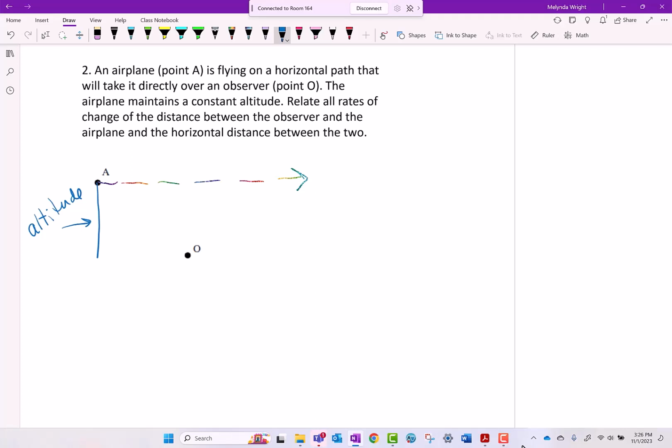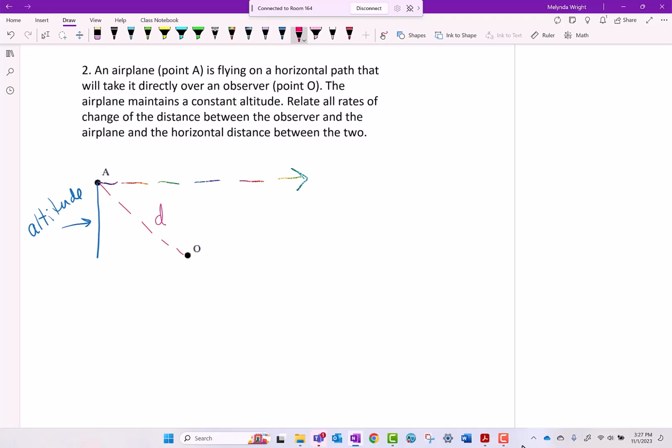Okay. Relate all the rates of change of the distance between the observer and the airplane. Oh, they're wanting us to measure the distance between the observer and the airplane. So let's draw that in. They're wanting this. And again, you don't have to write a dotted line. You can write a solid line. It's okay. And I'm going to call that D for distance.